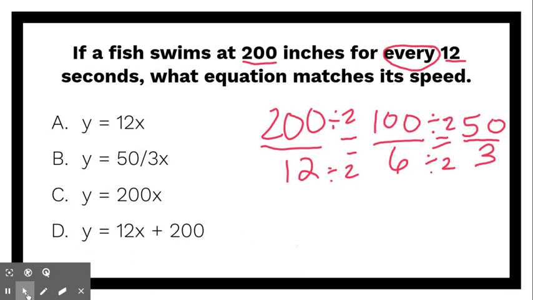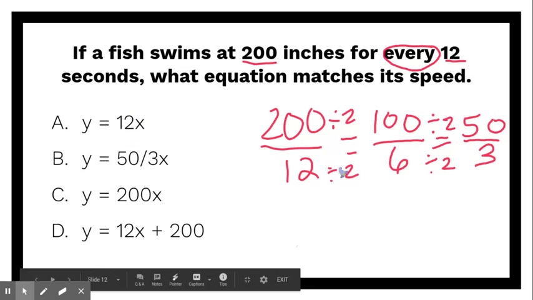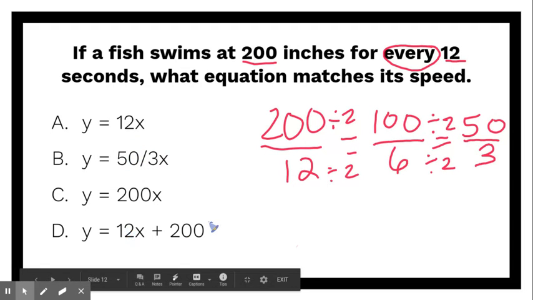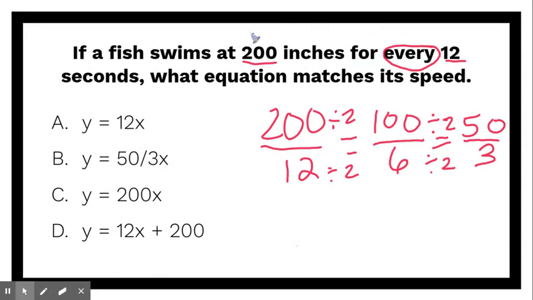So my answer would be the one that has 50 over 3 right with the x. So it's this one, 50 over 3 x. The other options have both the 12 and the 200 in there, but we want to find the rate of change. So this is my rate of change right there.